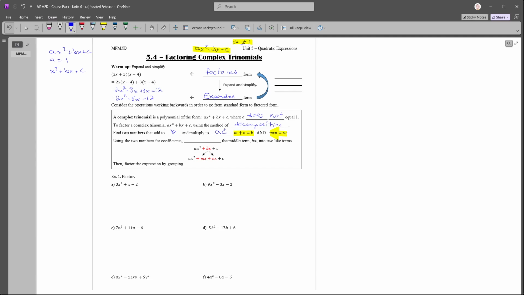Okay, so once we've come up with those two numbers, do we just write our final brackets? We don't. There's a little bit more this time. This is where the decomposition comes into play. This is the decomposition step.